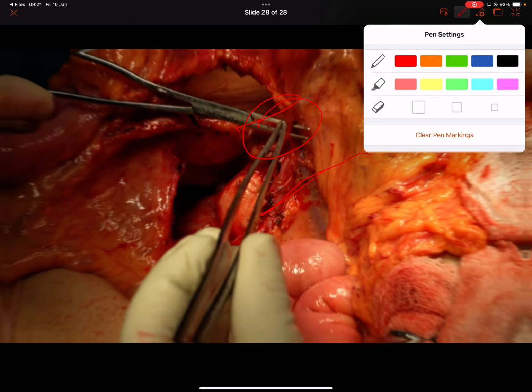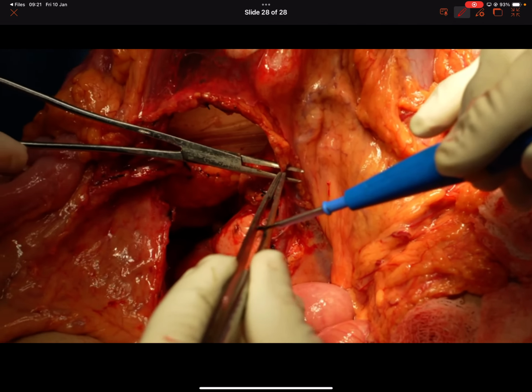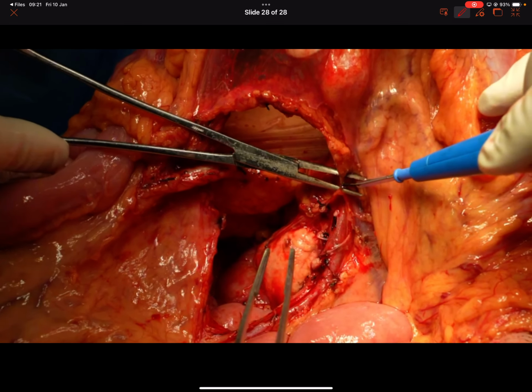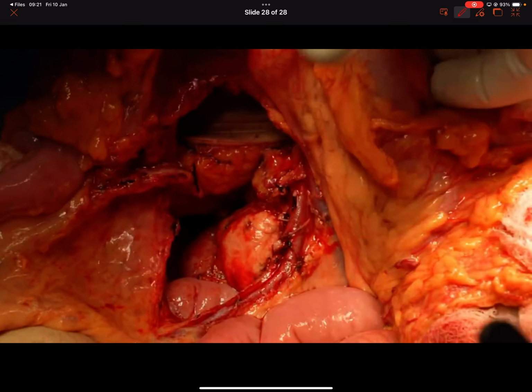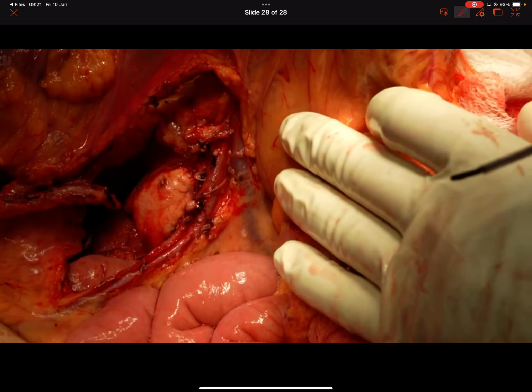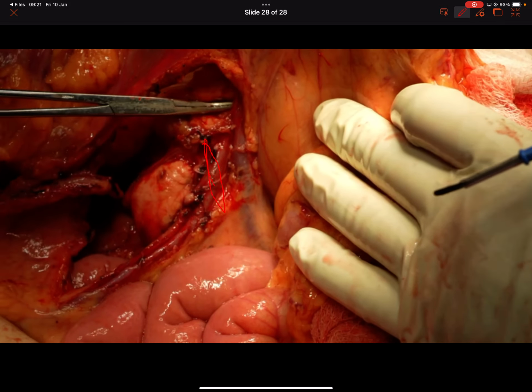The root of the middle colic vessels. These are the middle colic vessels. Now this one, we're trying to find out the middle colic vessels. Everything is very clear, and we can also see the jejunal veins, very large jejunal veins you can see here, right?